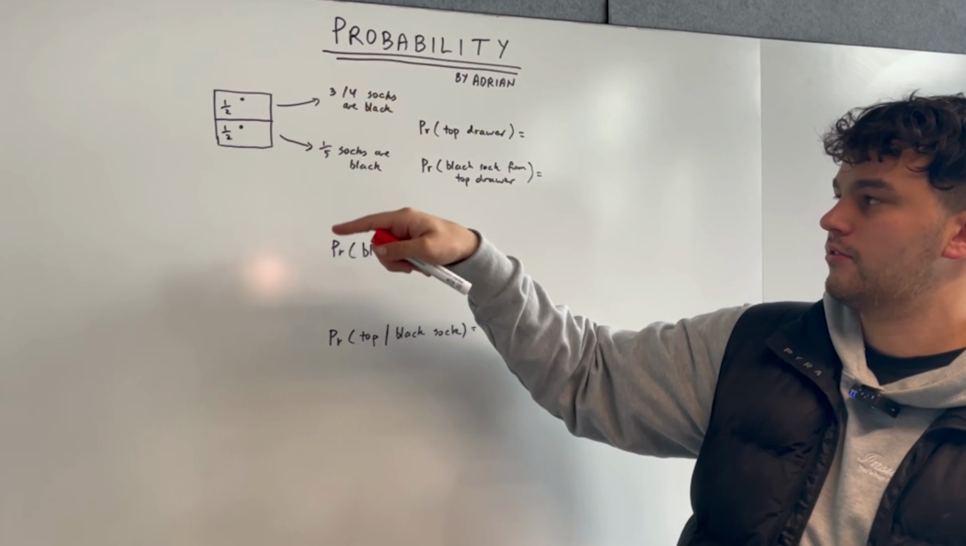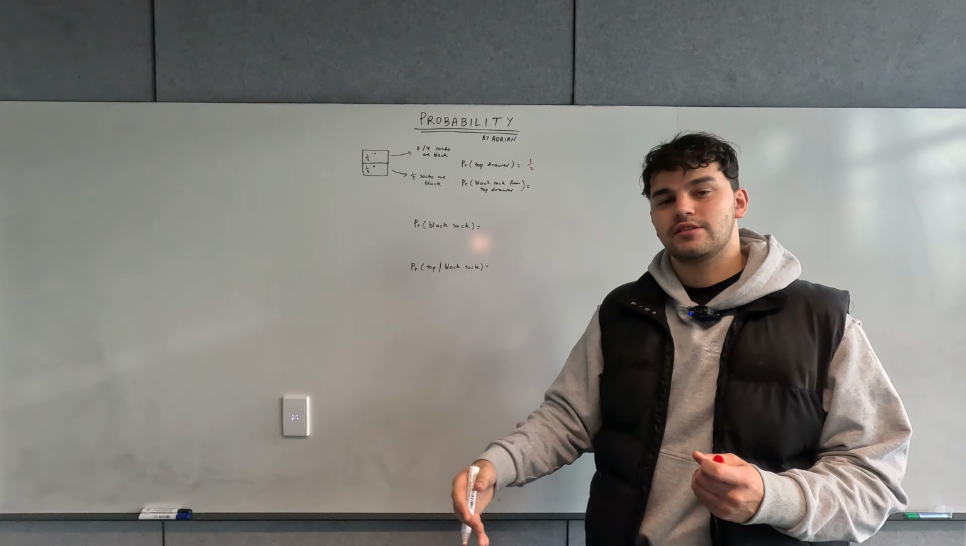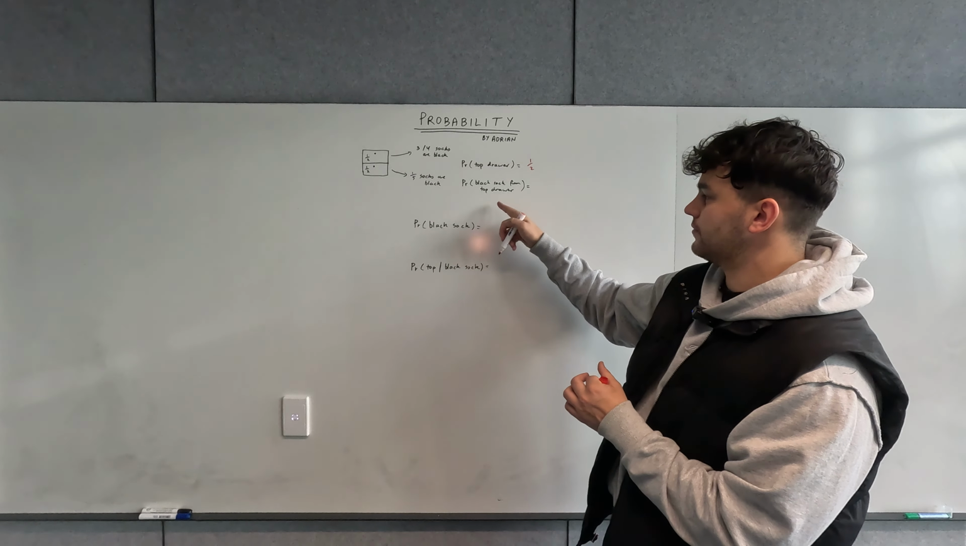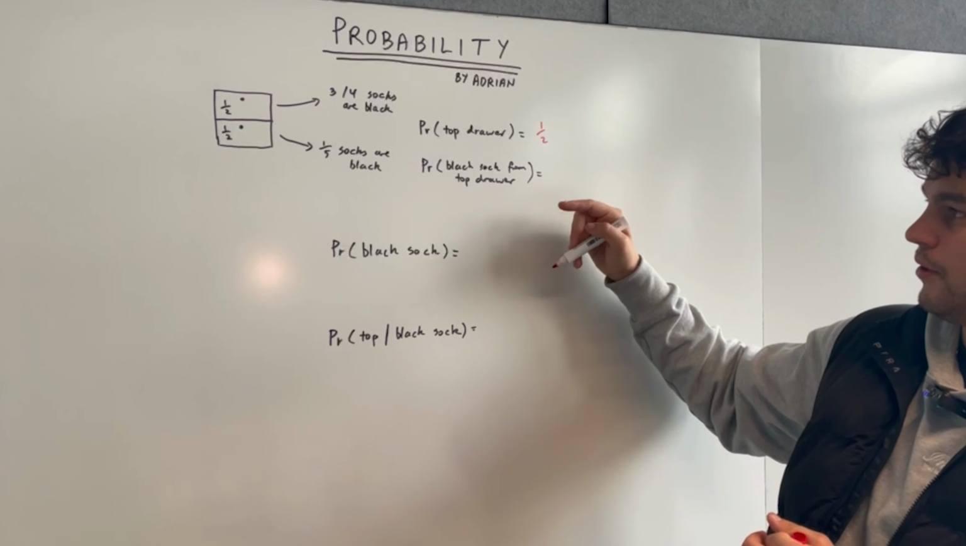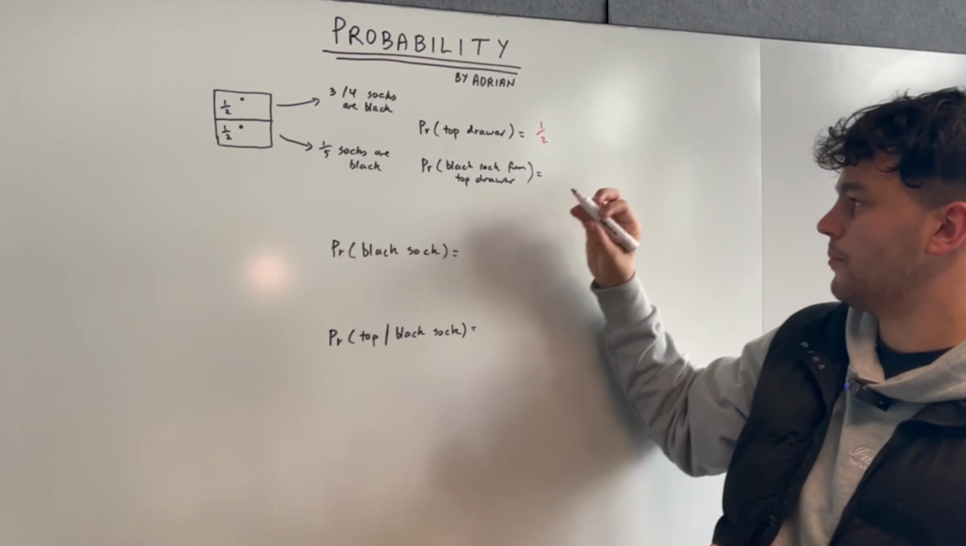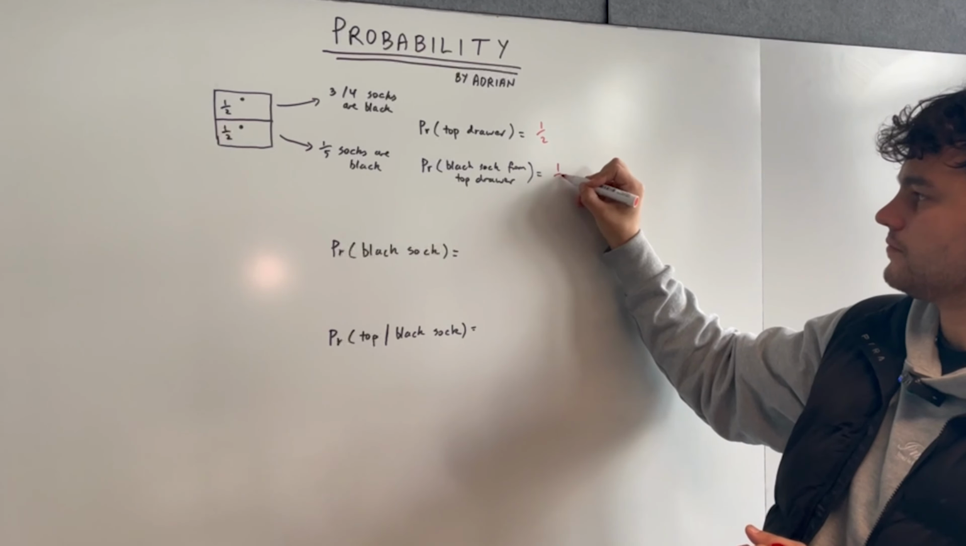Now, the next question asks for the probability that a black sock is from the top drawer, or the probability of choosing a black sock from the top drawer. We can think of this as a multi-step event, and we use our intersection because we want the probability of choosing the top drawer and then a black sock from that top drawer. What's the probability of choosing the top drawer? It's just 1/2. Now that we've chosen the top drawer, there's a 3/4 probability of choosing a black sock. So we do 1/2 multiplied by 3/4.